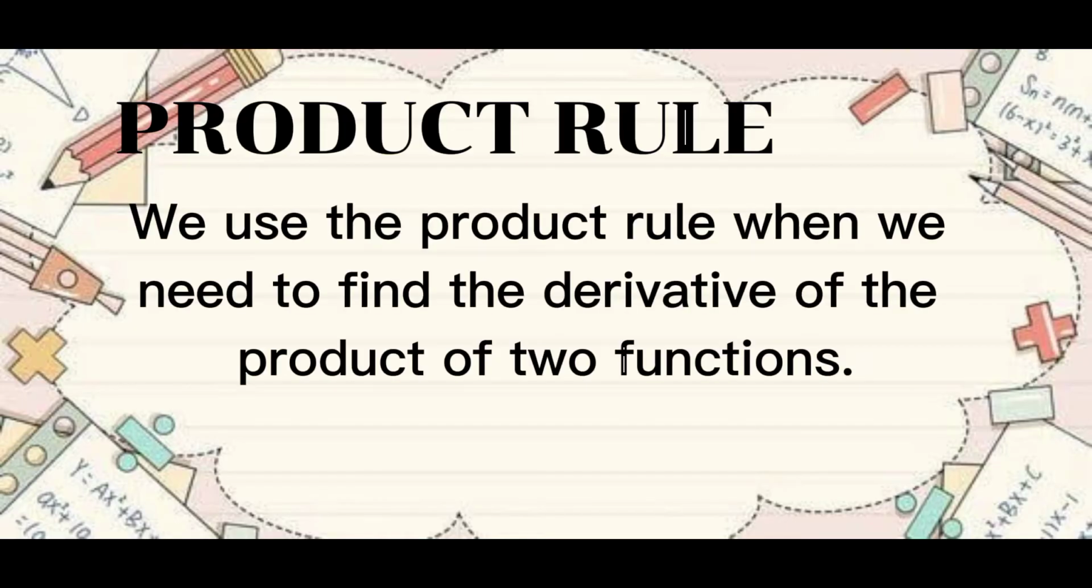Product rule. We use the product rule when we need to find the derivative of the product of two functions. Formula for product rule: the derivative of f of x times g of x is equal to f prime of x times g of x plus f of x times g prime of x. For example, we will find the derivative of x squared times sine x.